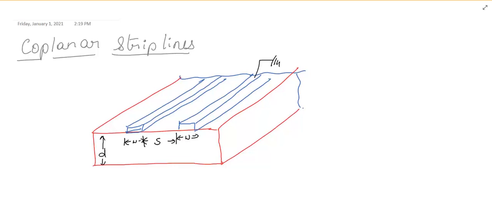Hello guys. So we are left with the last two types of the strip lines. They are coplanar and the shielded one. So we'll see the coplanar first. The coplanar means it is on the same plane, I can say.